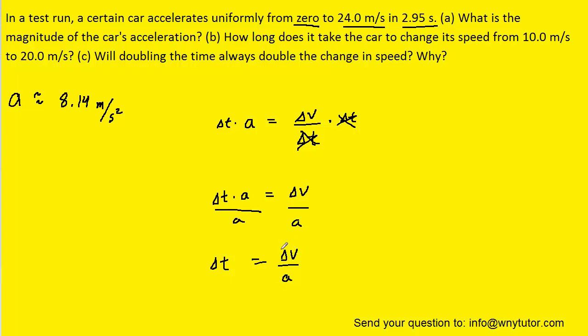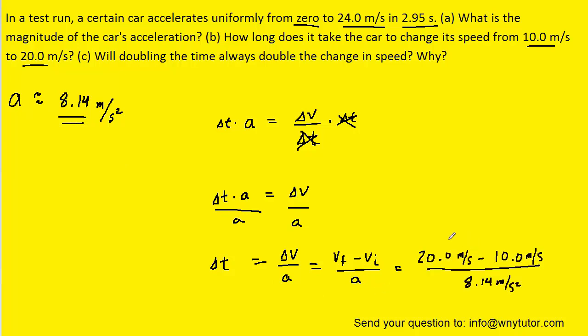Now we want to remind ourselves that delta v can be written as the final velocity minus the initial velocity. And then all we have to do is plug in the known values. The question tells us that the initial velocity is 10, the final is 20, and then we computed the acceleration in part A, so we're going to plug that in the denominator. And when we plug all that into our calculator, we get a value for delta t of approximately 1.23 seconds. So this would be the correct answer to part B.